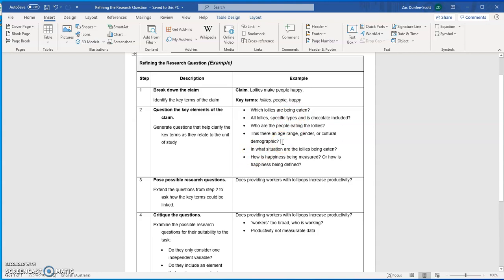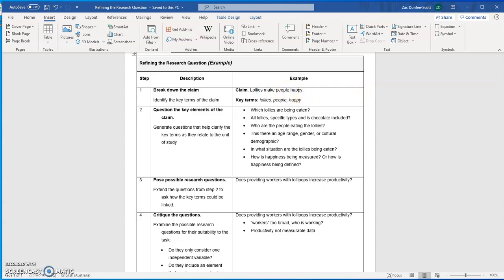How is happiness measured? Because this is very key. The key term here is happy. Lollies make people happy, but how is happiness defined? How are we measuring happiness? If the claim doesn't define it, if the claim isn't specific, then you're able to take it and run with it in however way that you want. You're able to define happiness in whatever way that you want, because the claim just says lollies make people happy.